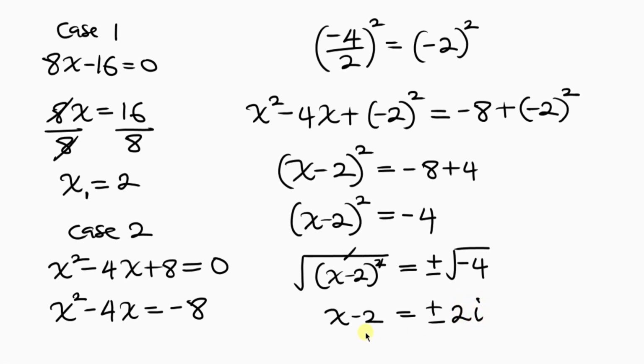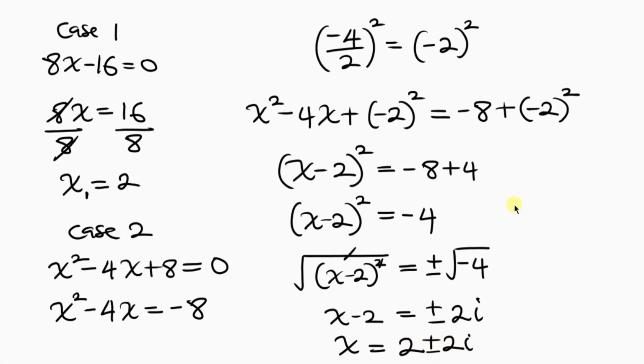That is it. Now let's move this negative 2 to the right hand side in order to get the value of x. So this will be x equal to, as negative 2 crosses to the right, it becomes positive 2. Here we have plus or minus 2i. So there are two values of x from here.